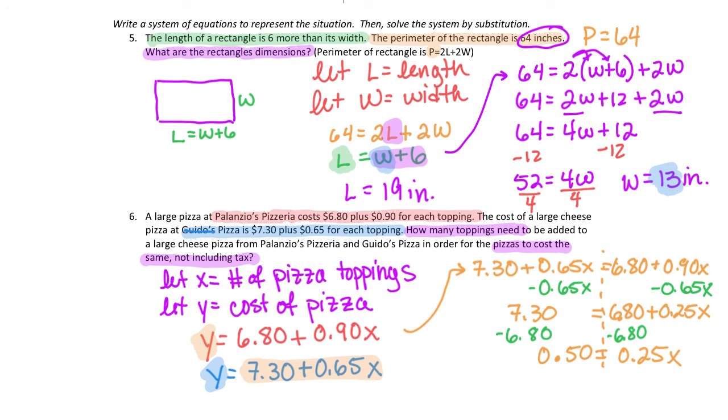We need to divide by 0.25. This is where you might need a calculator, or I'm just thinking that 25 is half as big as 50, so it's going to be 2 is what I will get. But if you don't trust me, do 0.50 divided by 0.25 and you'll see I get a 2. So this is saying when your pizzas both have 2 toppings, those pizzas will cost exactly the same.